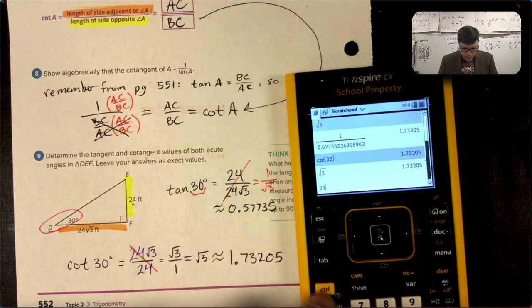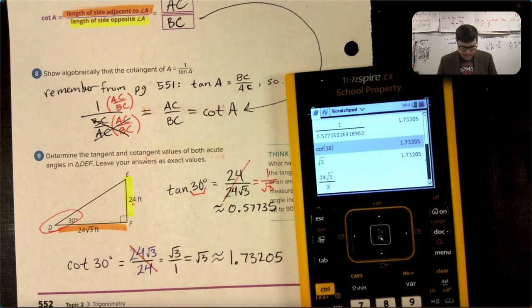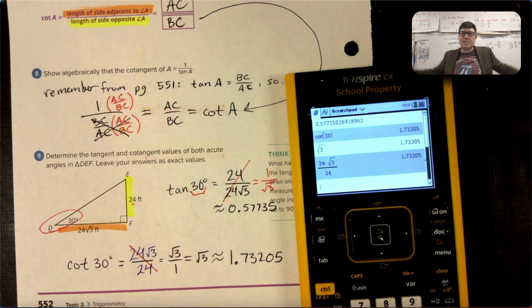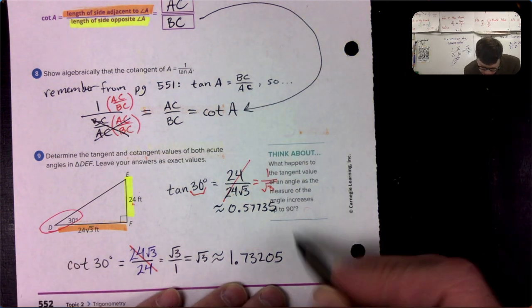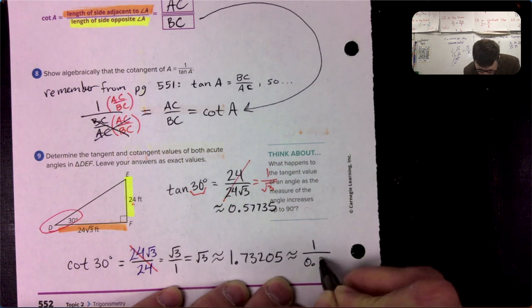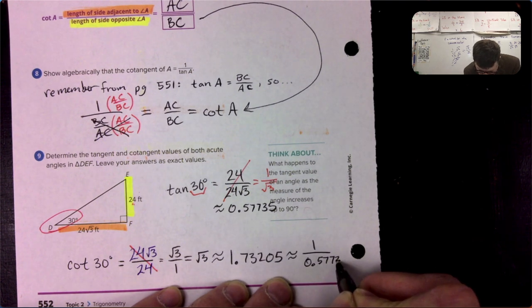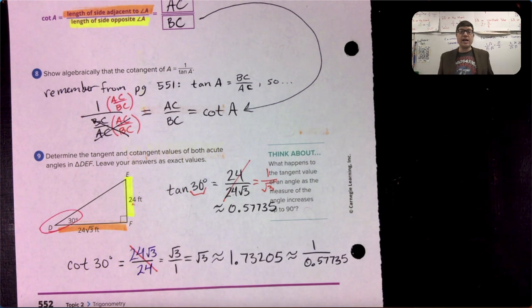24 square root 3 over, wrong spot, I made a mistake here, I made a goof, there's my goof, I fixed it. It's all the same decimal. In fact, 1 divided by the answer is going to give me the tangent. So I could rewrite this as approximately equal to 1 over 0.57735. All right, you guys, that has been page 552.